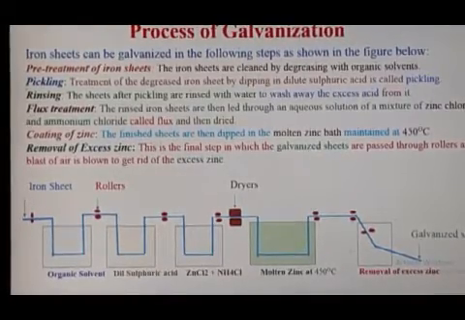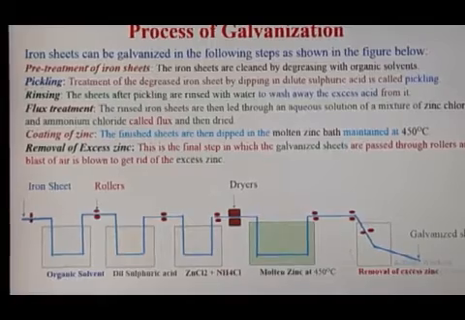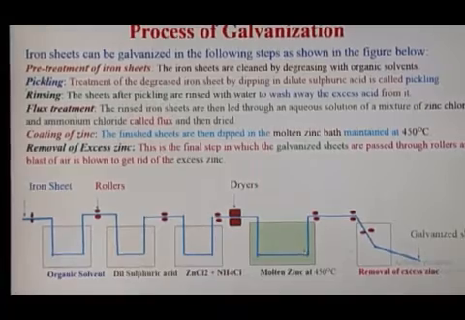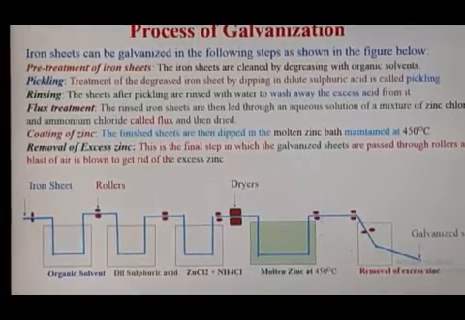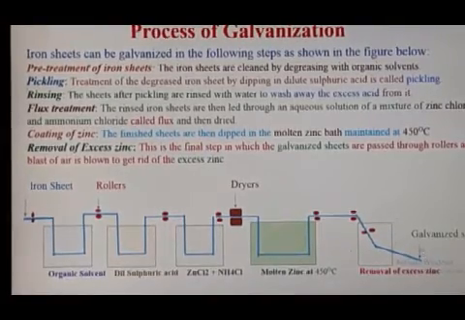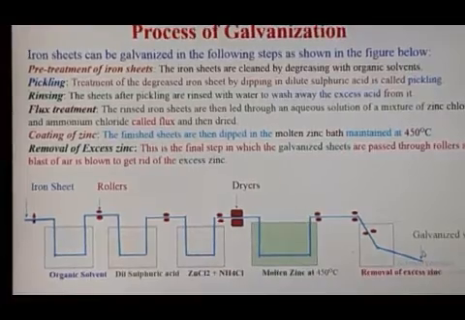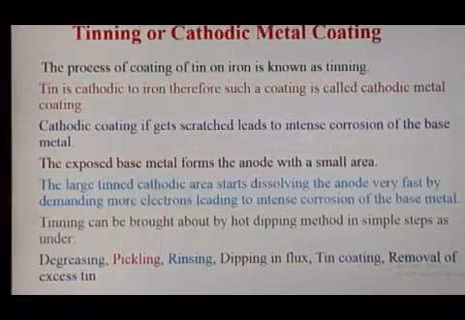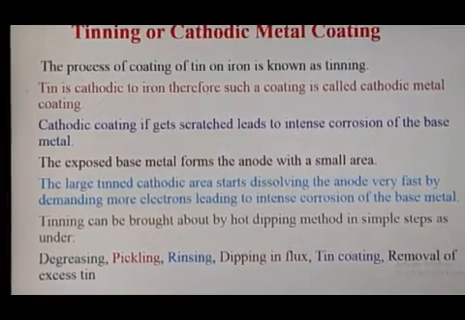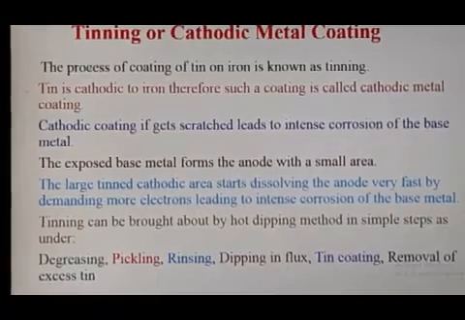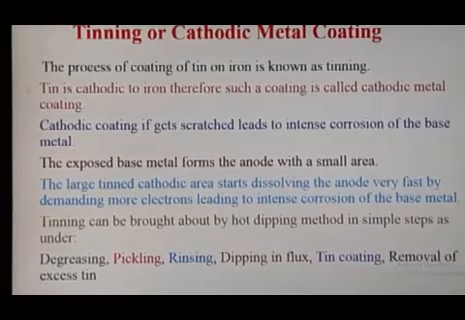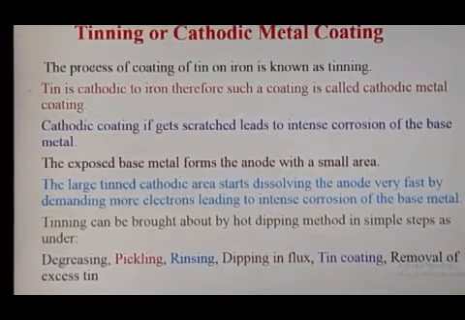Then it is passed through the molten zinc kept at 450 degrees centigrade. After passing through the molten zinc, it is passed through rollers and a blast of air is blown to get rid of the excess zinc. Now the galvanized sheets are ready for commercial use. Tinning, or the cathodic metal coating, is similar to galvanization. Here, the iron sheets are first degreased, then pickled, rinsed with water, dipped in the flux and coated with tin.